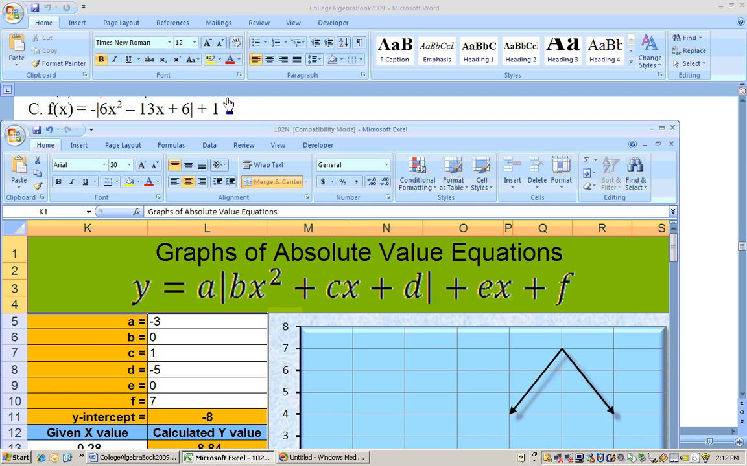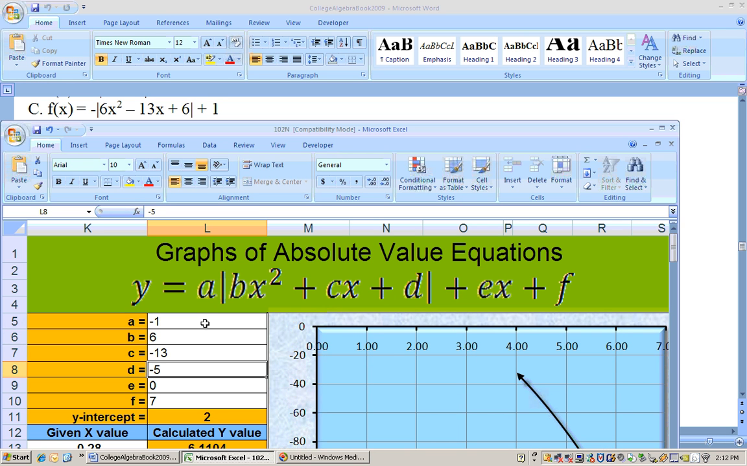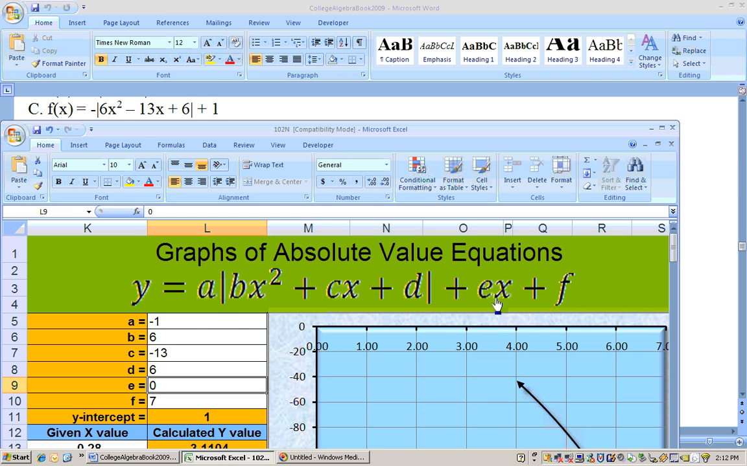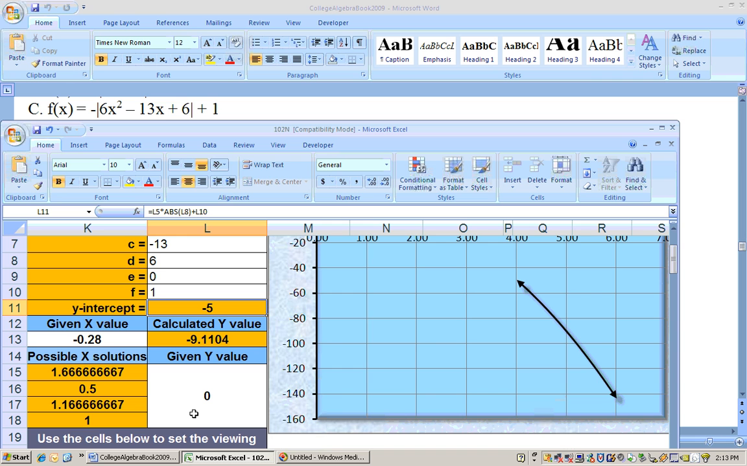Okay, I got the Excel sheet open here, and I can put in my coefficients for this problem. The A would be negative 1, the B would be 6, the C would be negative 13, the D is 6, the E would be 0 because E is the number in front of the x if there's any outside of the absolute value, and then the constant at the end is 1. And now to find your x-intercepts, substitute in 0.